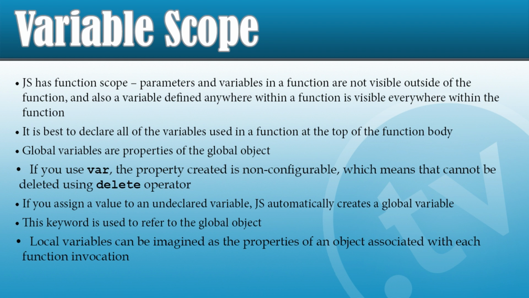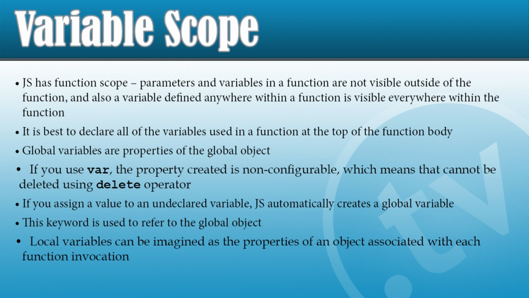Global variables are properties of the global object. If you use the var keyword, the property created is non-configurable, which means that it cannot be deleted using the delete operator. If you assign a value to an undeclared variable, JavaScript automatically creates a global variable. The this keyword is used to refer to the global object. Local variables can be imagined as the properties of an object associated with each function invocation.